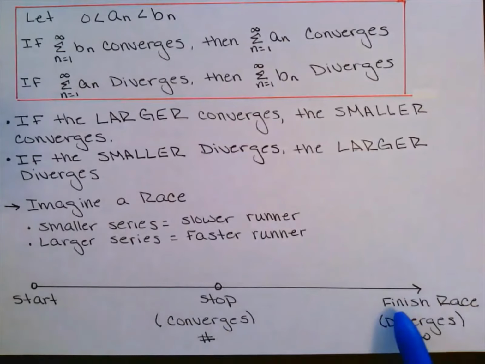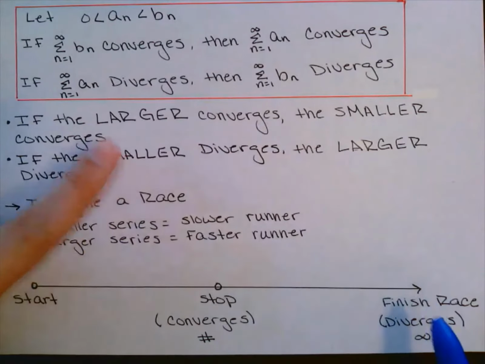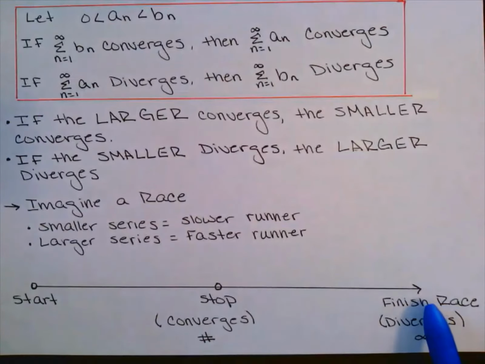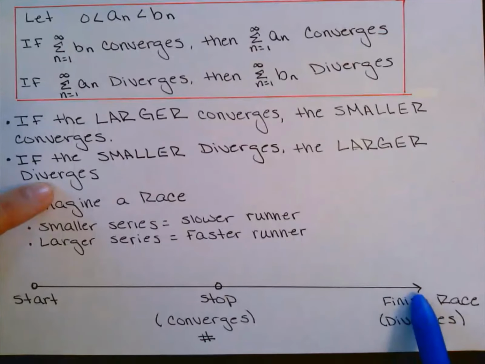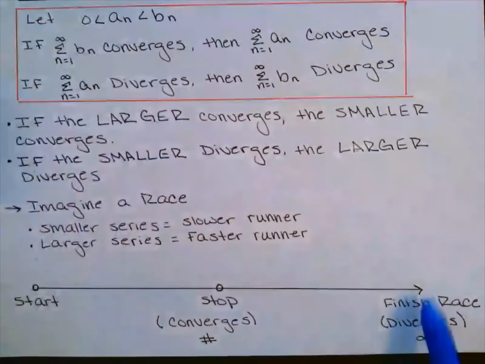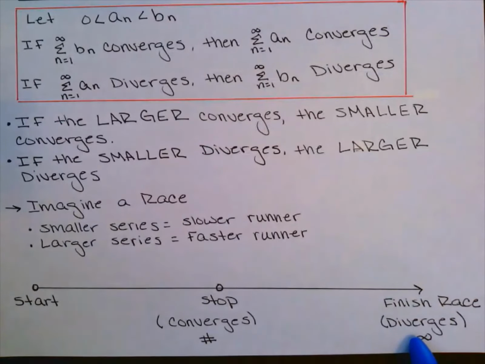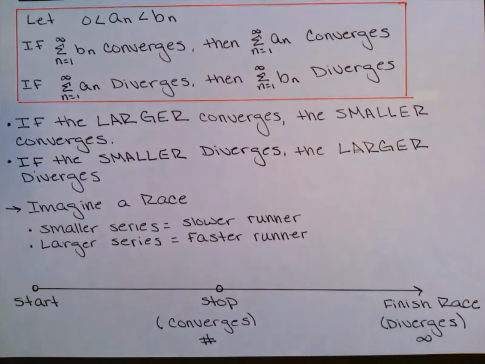Now, if we talk about finishing the race, let's talk about that as divergence, as going to infinity, going all the way. We know that if the smaller runner diverges, makes it to the end of the race, we can assume that the faster runner also did so. But if we're only talking about the faster runner making it to the end of the race, we cannot prove whether the slower runner made it to the end or not. Okay, so hopefully that makes a little more sense. If not, bear with me. Let's look at these examples and see how you feel about it.